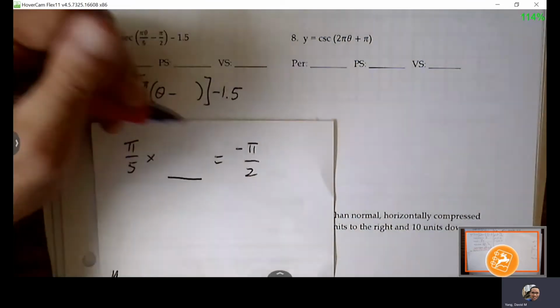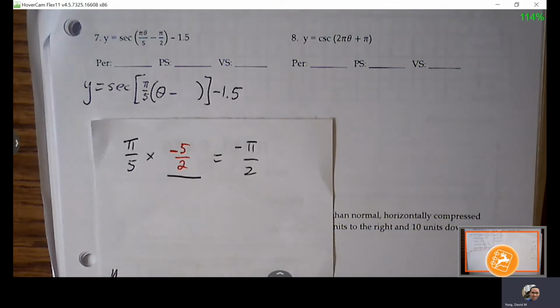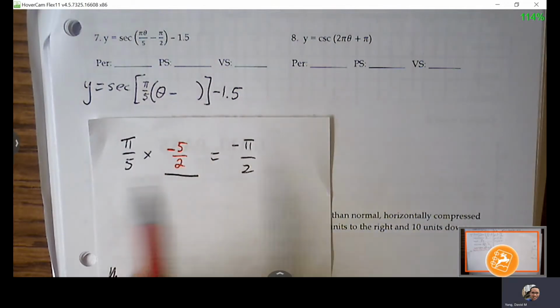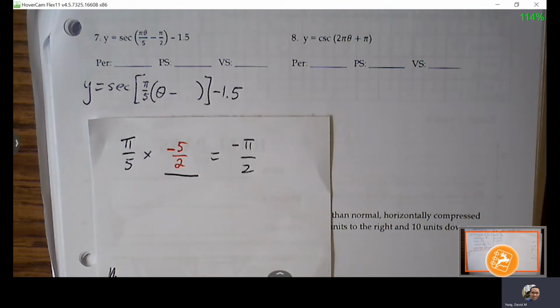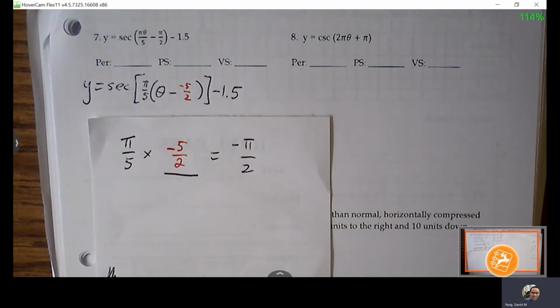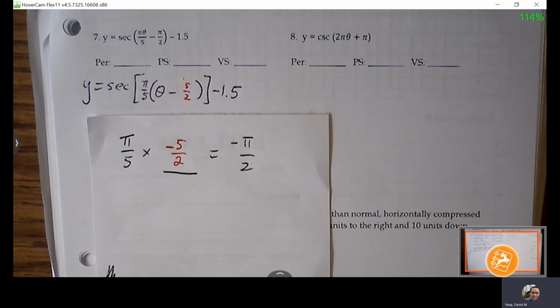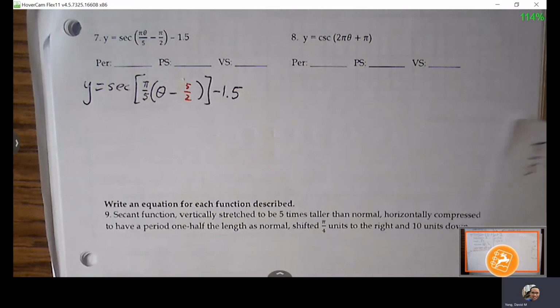Which is what? -5/2. Does that work? So the 5's cancel out. We're left with -π/2, right? So you just test a bunch of numbers or try different things until you get that to work, right? Okay, go ahead and find your information.